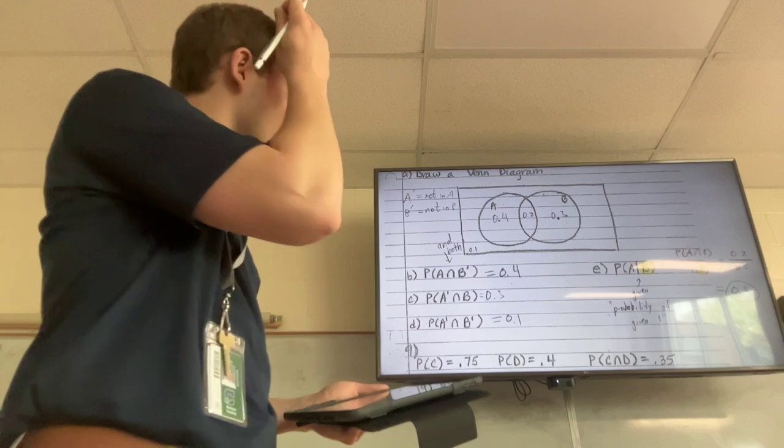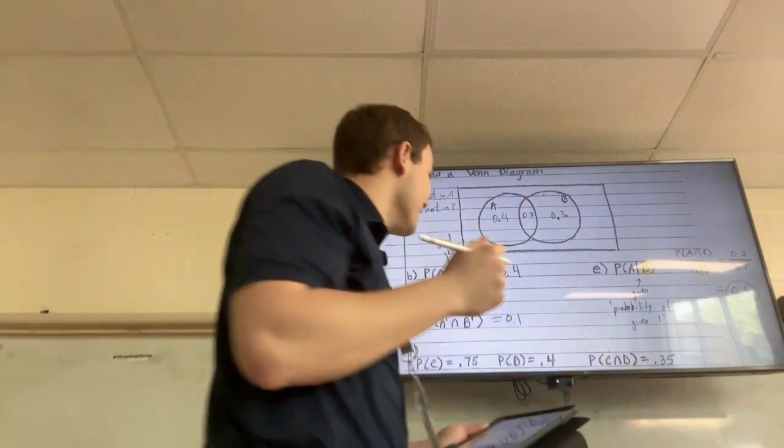So it'd be 0.4, right? 0.2 divided by 0.5. All right.